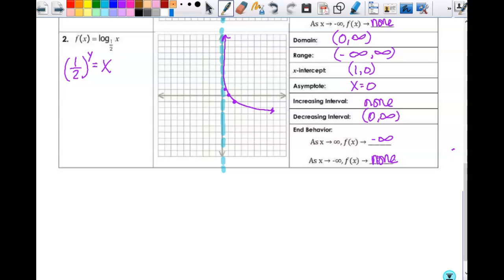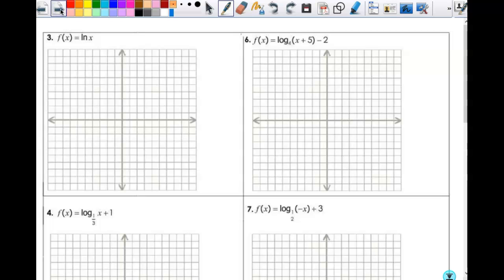We good? Any questions? All right, so that's just the parent function. So now we've got to do this with transformations. So flip it over. What's the question?